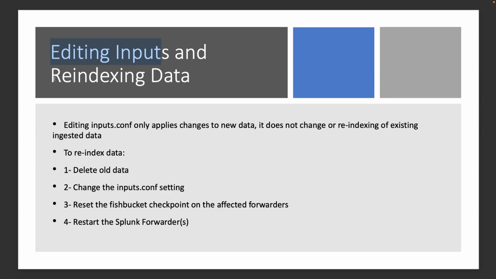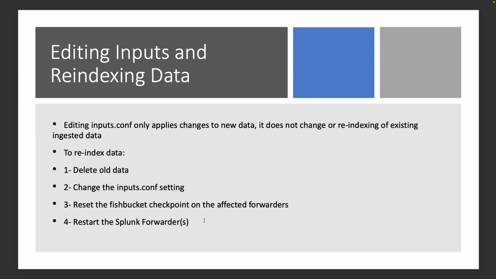Now, re-index the data. Editing inputs.conf applies to the new data; it does not change or re-index existing data. To re-index, delete the old data, change the inputs.conf, reset the fish bucket, and then restart the forwarder. These are the steps you use to make sure data is re-indexed. So you've seen the error, you've fixed it, and you now want the data to show in that new format. That's what we do.